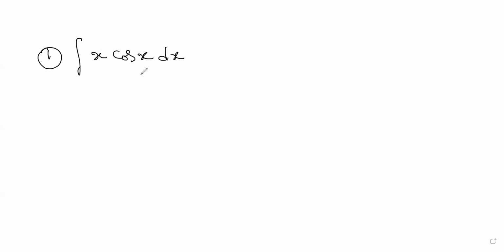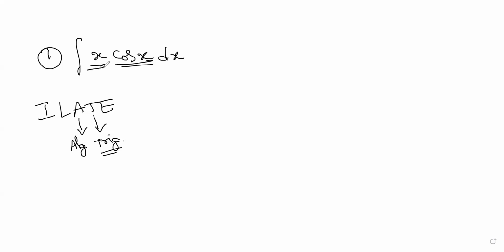So how to evaluate x cos x? Let us write this IITJEE first. In this format, you see that the algebraic function comes first compared to the trigonometric. So the trigonometric function you have to choose as the second function. So cos x is the second function, and x is an algebraic function, so that is chosen as the first function. I hope you got this.